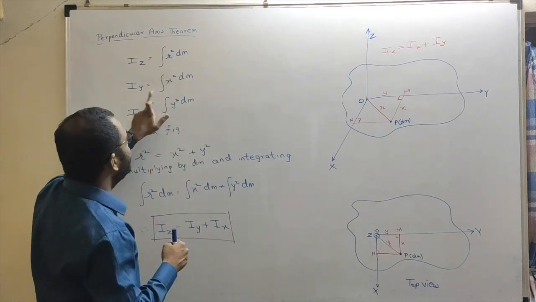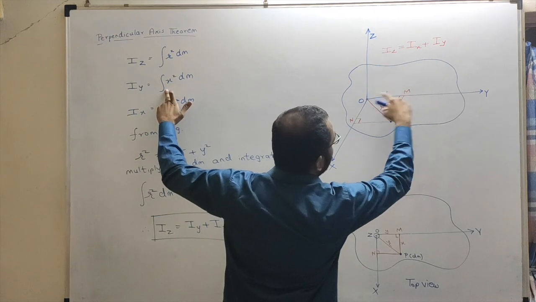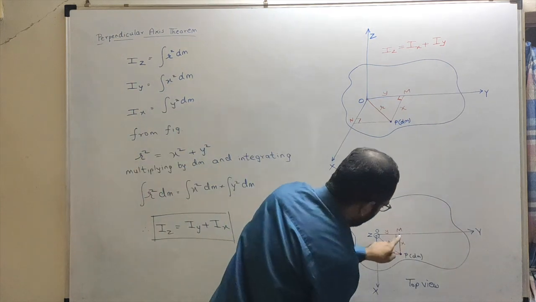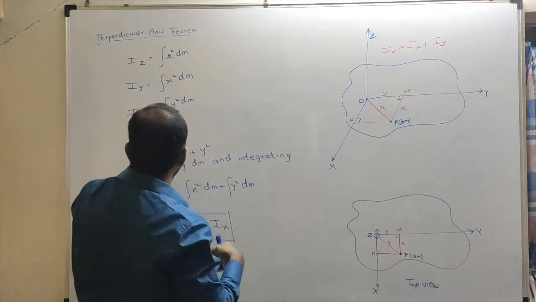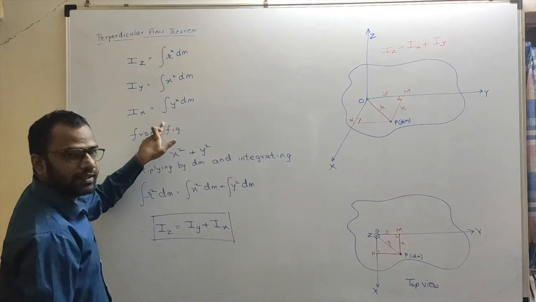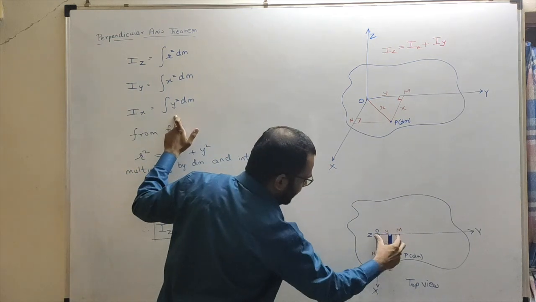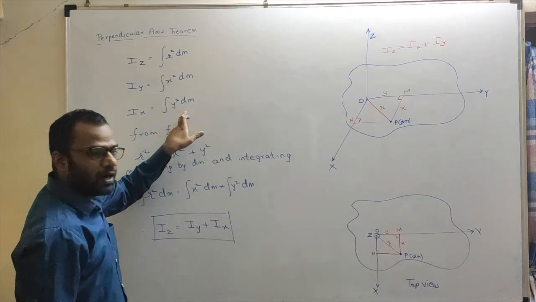Iy is what? Integration of x square dm, because x is the perpendicular distance from the y-axis. As you can see, x is the perpendicular distance from the y-axis. So Iy is equal to integration of x square dm. Similarly, Ix is equal to integration of y square dm, because y is the perpendicular distance from the x-axis. So Ix is equal to integration of y square dm.